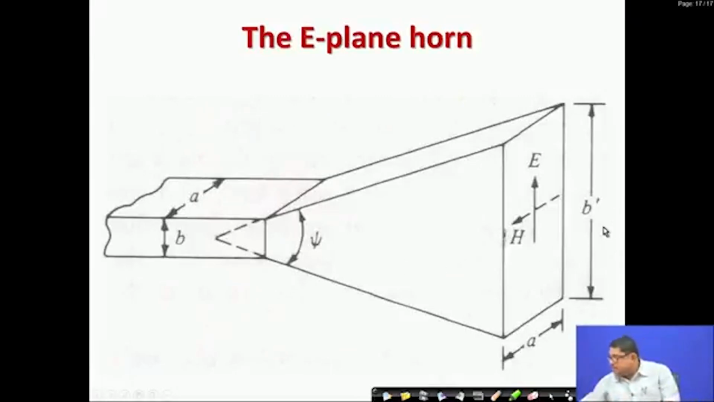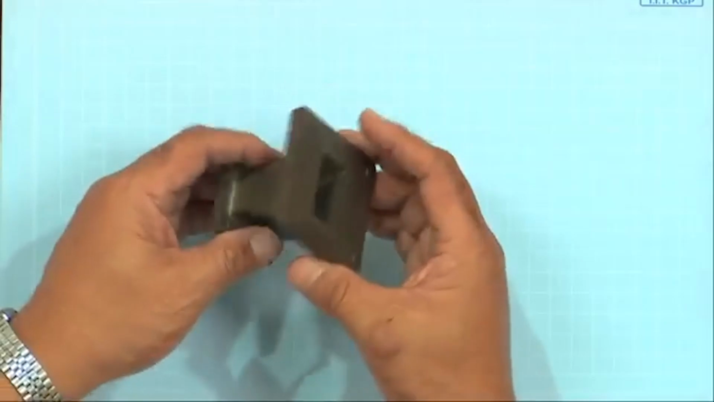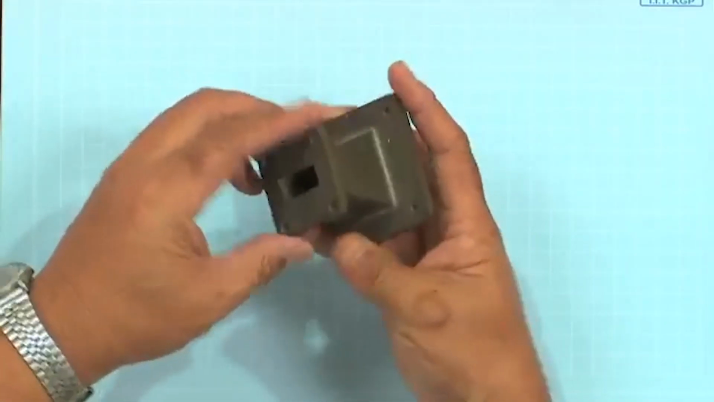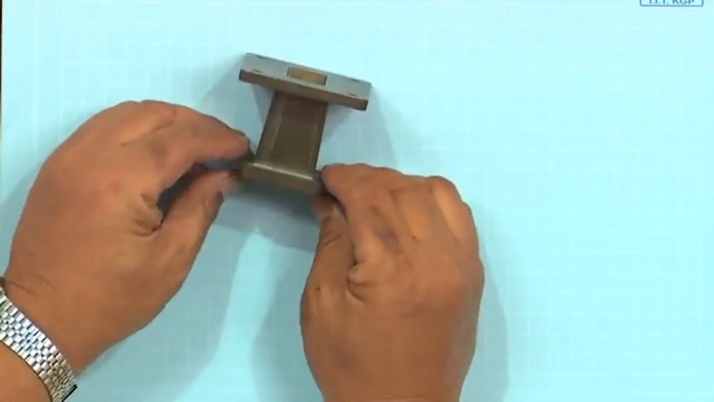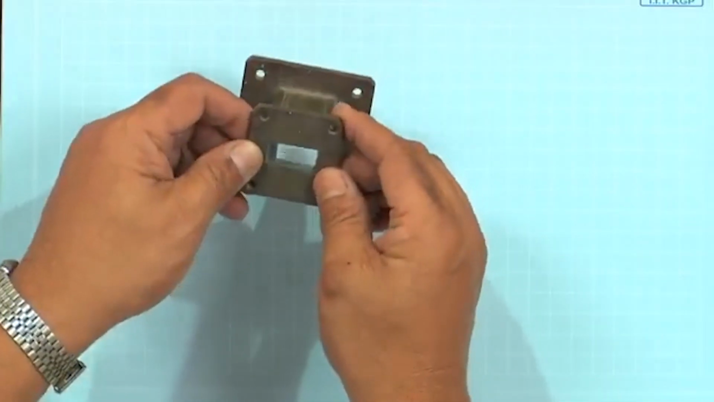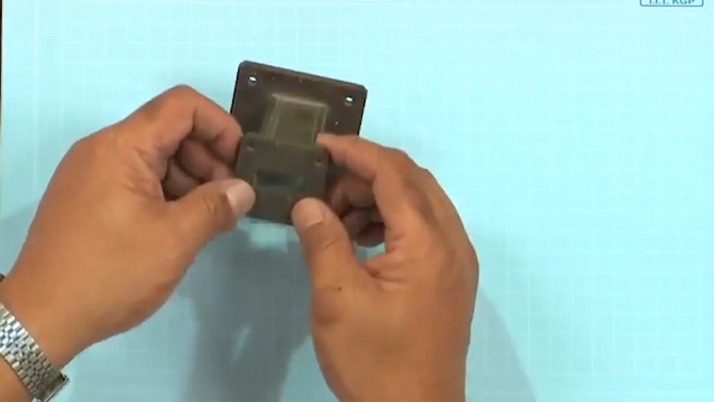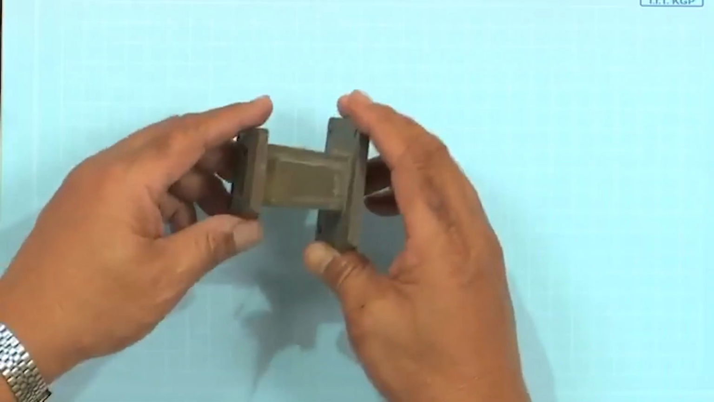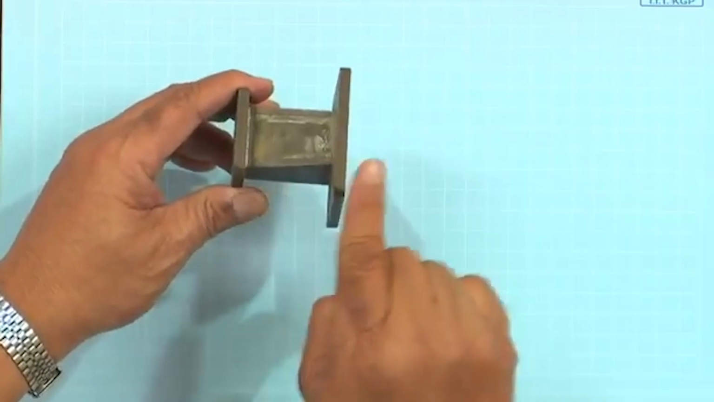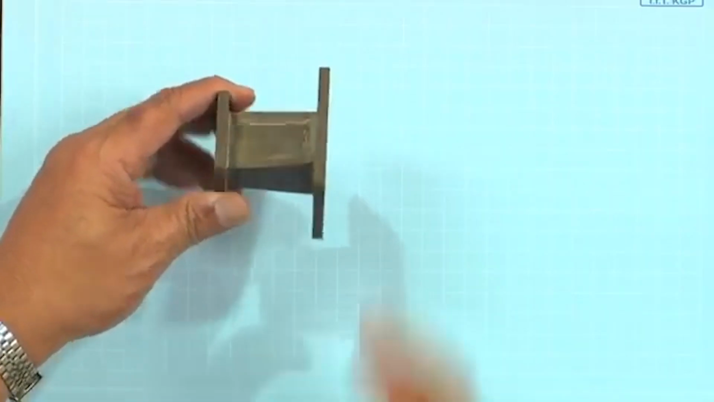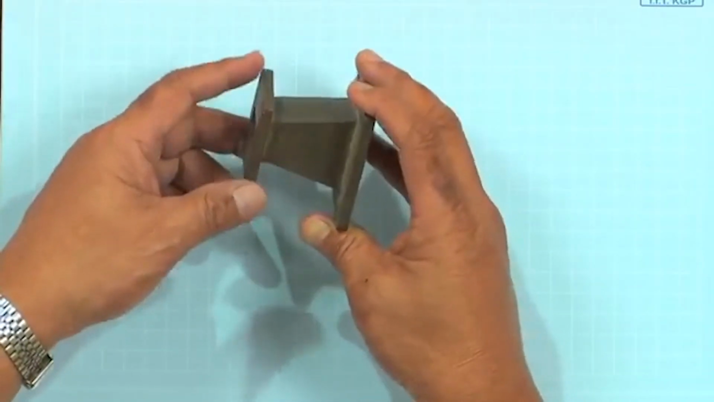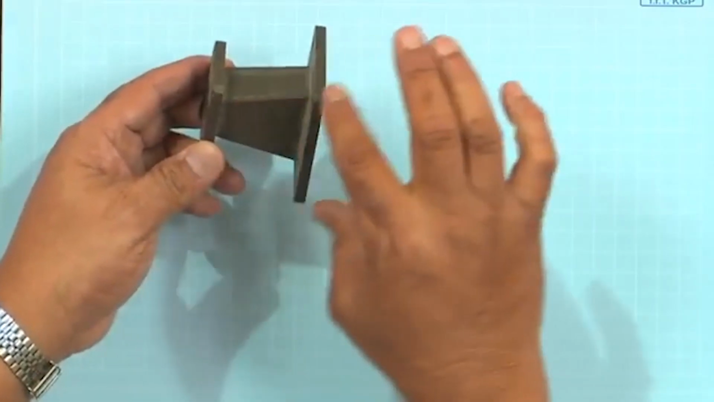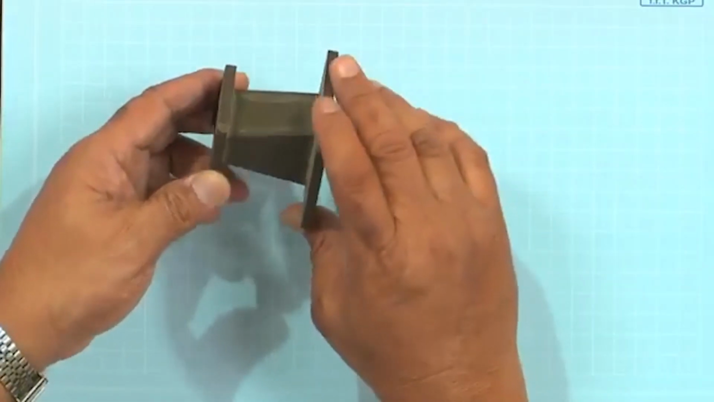You can see this is an example of an E plane horn. This is the rectangular waveguide side, this is the other side. If you see from the side, the E plane is getting flared, and the other one is kept constant. So, this is an example of an E plane horn.